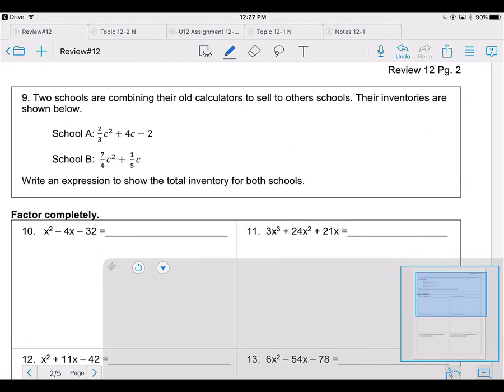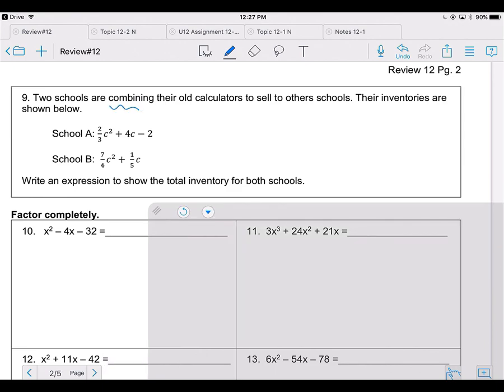Page 2, problem 9 tells us two schools are combining their old calculators to sell to other schools. Their inventories are shown below. So we have school A, which is 2/3 c squared plus 4c minus 2, and school B, which is 7/4 c squared plus 1/5 c. Write an expression to show the total inventory for both schools. And again, a keyword here is combining or adding.